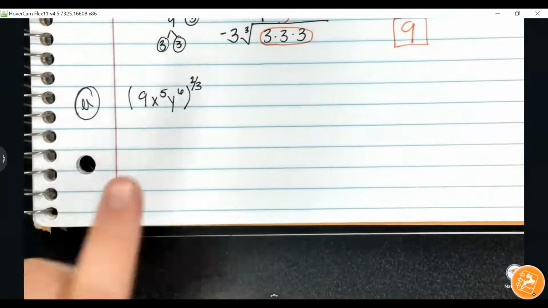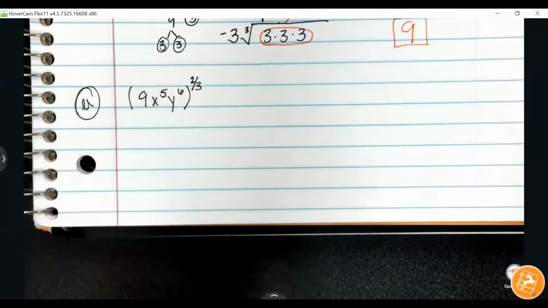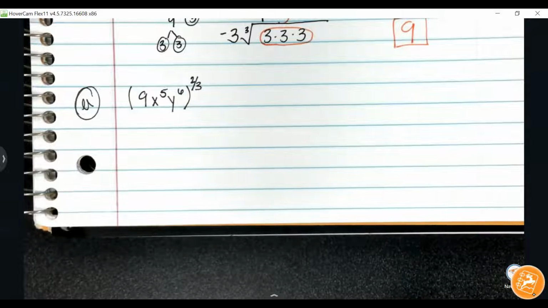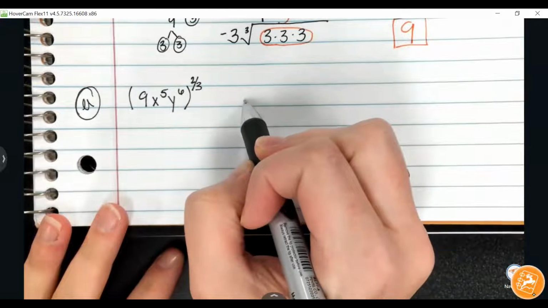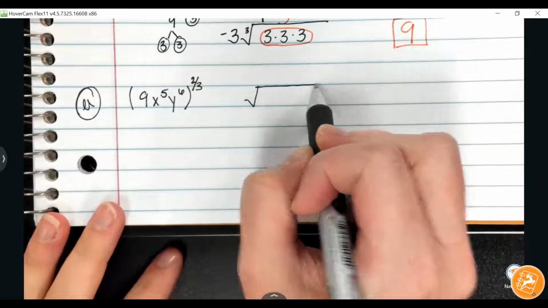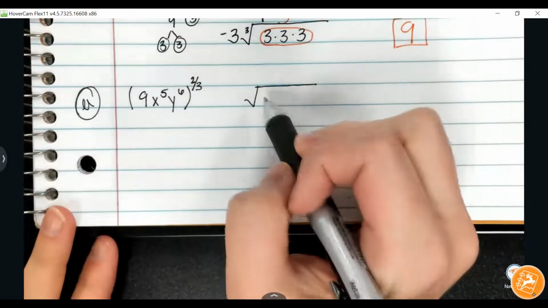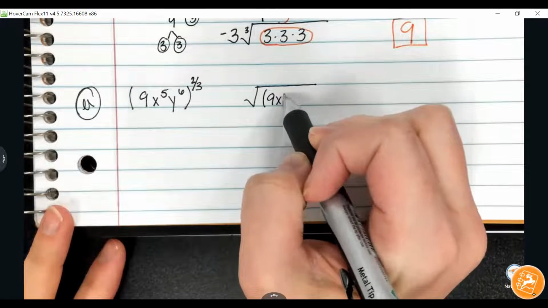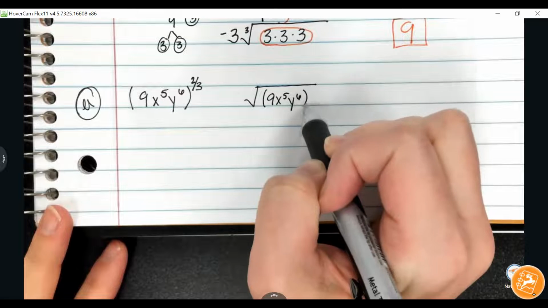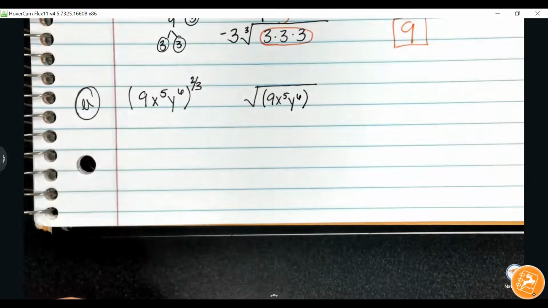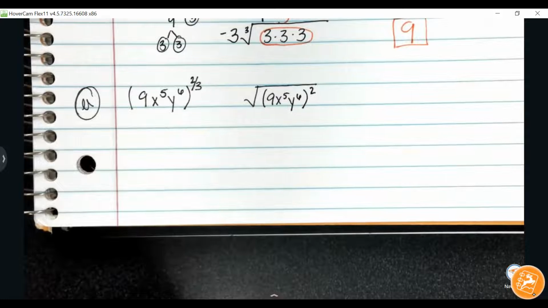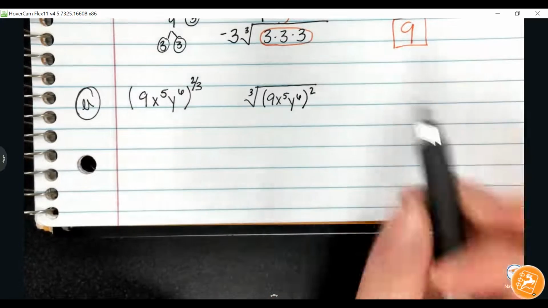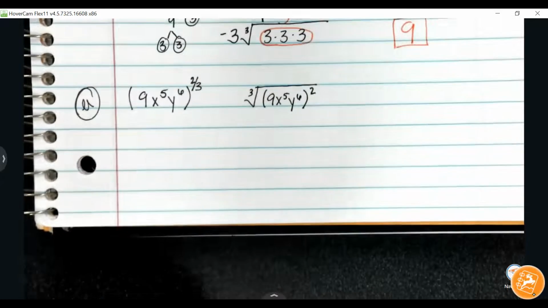So the first thing I need to do is rewrite this like we learned yesterday. So how am I going to rewrite this? In my radical, I'm going to have a radical. What's going to be inside? The 9x to the 5th, y to the 6th. What is my power? 2. And what is my index? 3. So here's where this gets tricky.